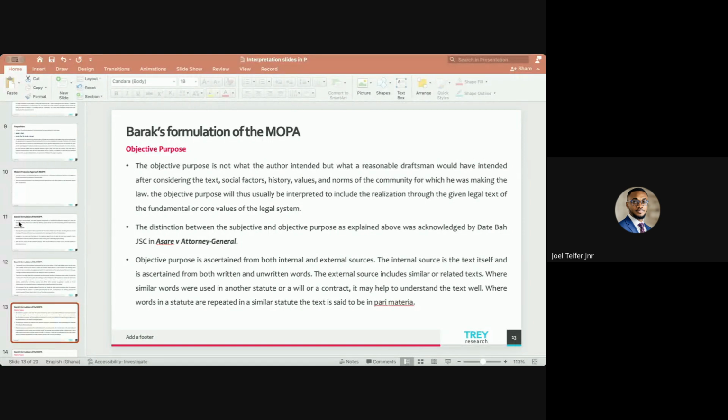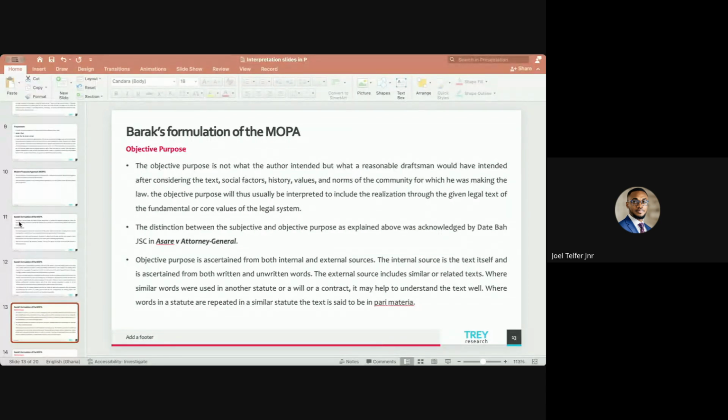The internal source is the text, the words of the text itself, and the external sources could include circumstances that led to the passage of the act or the bill. And all of these combined can reflect the intention of the lawmaker or the legislature at the time of making the law, or the drafter of the document. So examples like we mentioned are outlined in section 10 of the Interpretation Act to include the pre-parliamentary materials and the memorandum, and so on. That is for the subjective purpose.